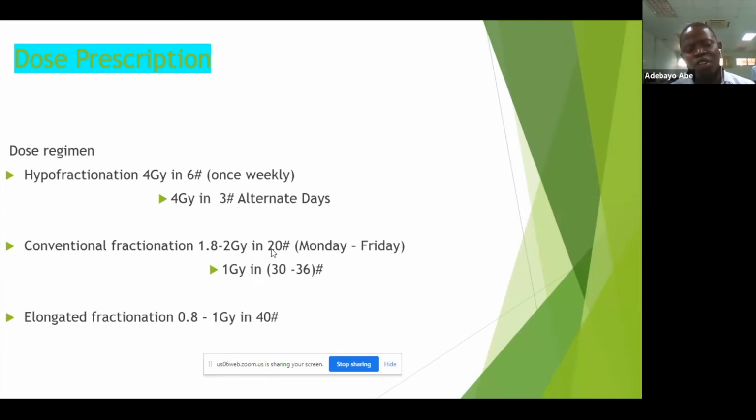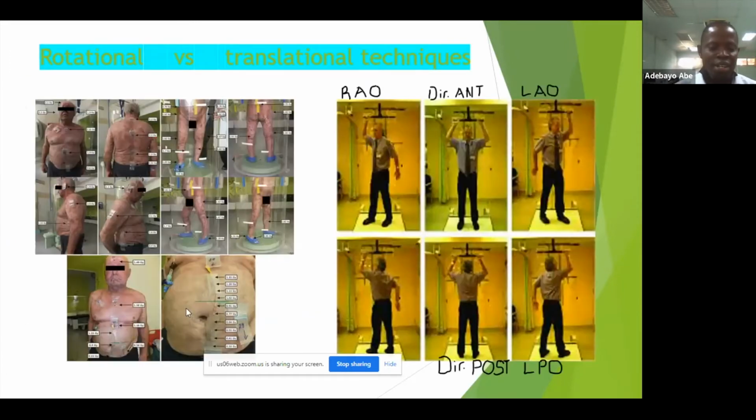Then we have other conventional fractionations, in such a way that the daily dose given is between 1.8 and 2 gray, done Monday to Friday. In our center, among the patients we plan, we employ 1 gray daily, covering Monday to Friday. Then we also have elongated fractionation, in such a way that the patient receives less than a gray or up to a gray in the course of the daily treatment.